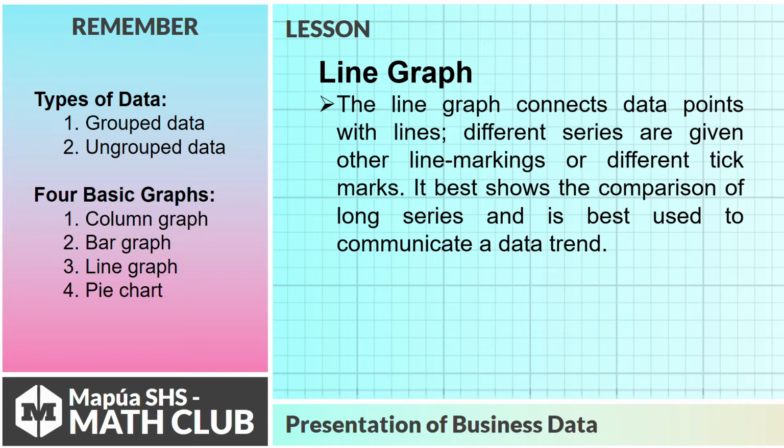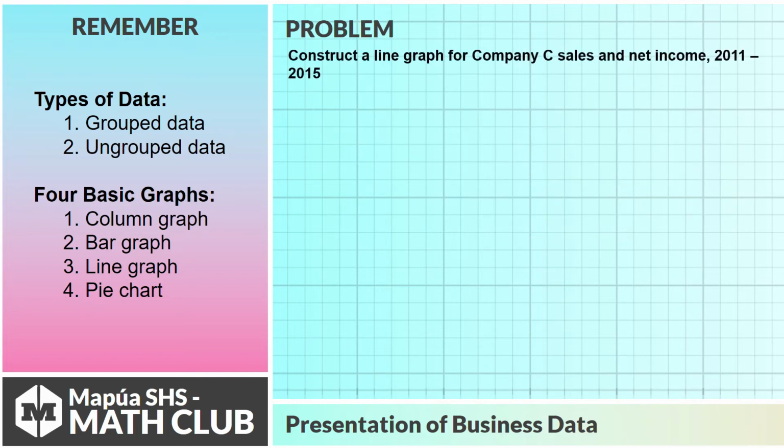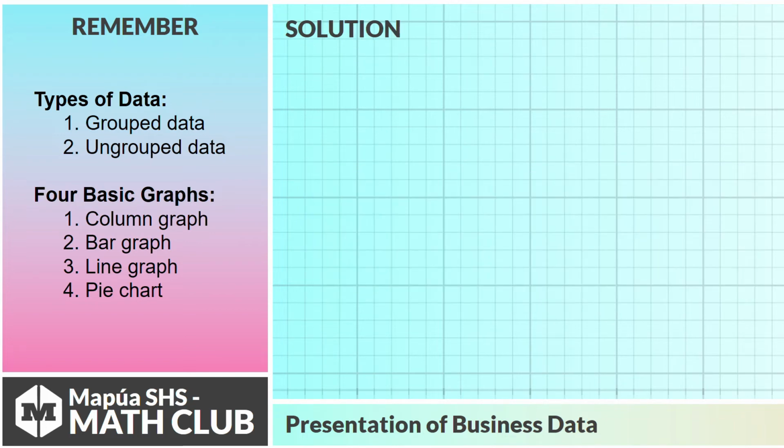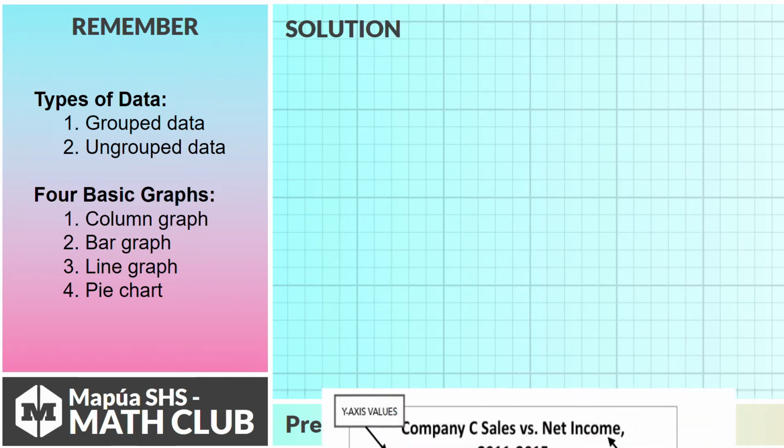So using this set of data, construct a line graph for company C's sales and net income for the year 2011 to 2015. After inputting the needed information, our graph should look like this.